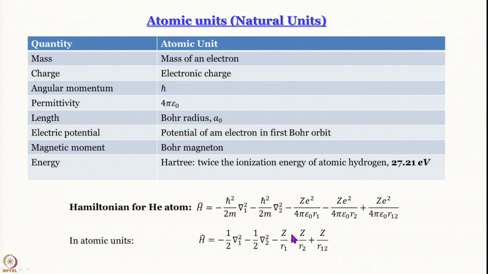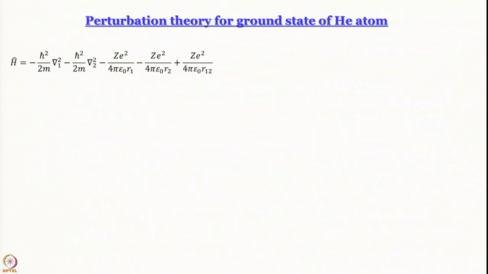So, now I will start from this Hamiltonian and we will try to develop a perturbation theoretical treatment for the ground state of helium atom. If you want to do perturbation theoretical treatment, what is the first thing we need? We need the 0th order or unperturbed Hamiltonian. What would that be? That would be the sum of the 1 electron Hamiltonians, right?